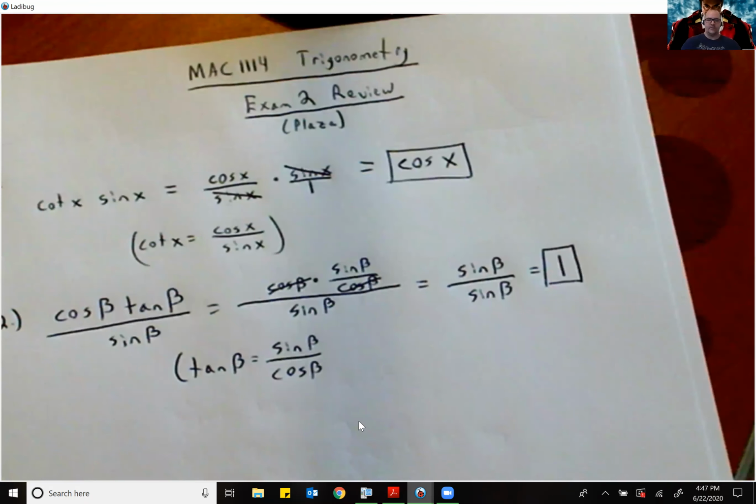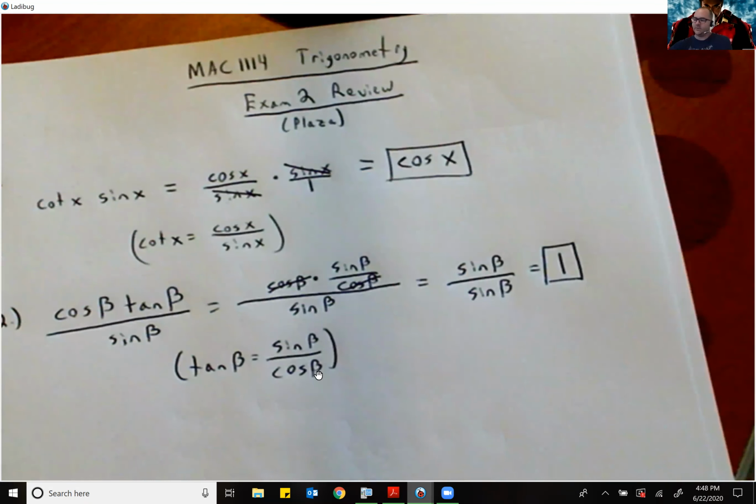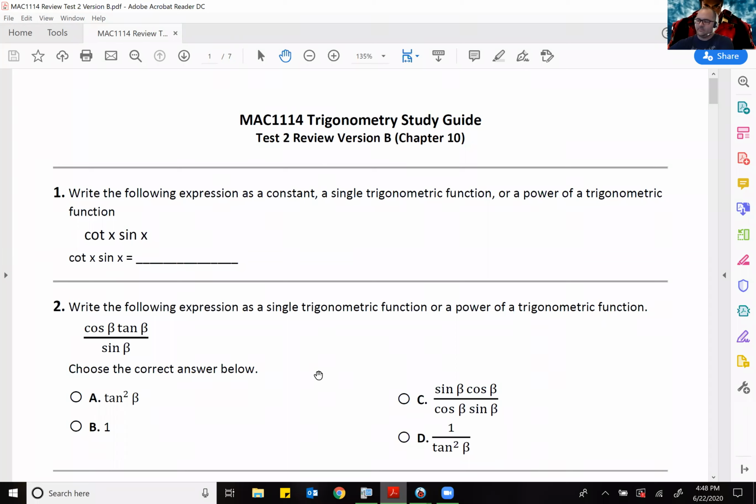And there you go. So when we go back to this, we're looking for an actual multiple choice answer. So the answer is B. Okay. Also, a couple things that you can do in here. Right away, you can get rid of C, because the directions say we want a single trig function or a power of a trig function. And C does not have a single trig function. So right away, you know it's one of these 3 answers. Easy peasy.